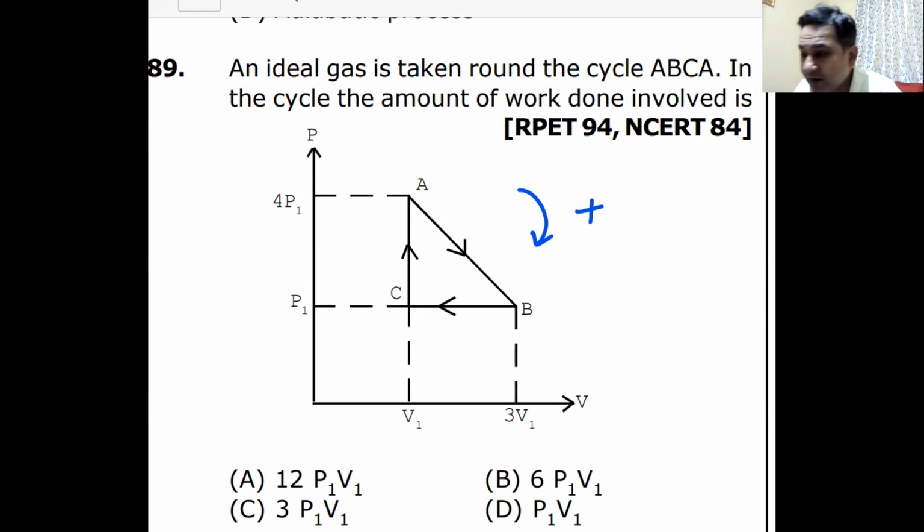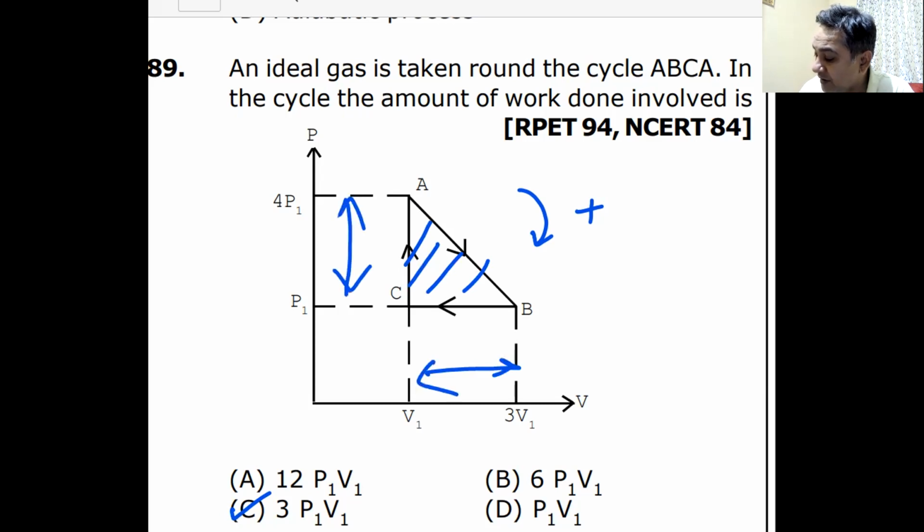As you remember, we have already done this question, but it was an anti-clockwise process instead of clockwise, and we found out that the work done is the area of this triangle, half base into height. Base is 2V and height is 3P. Yes or no? Answer becomes 3 times PV. That is correct. If you have done this, you have done exceedingly well.